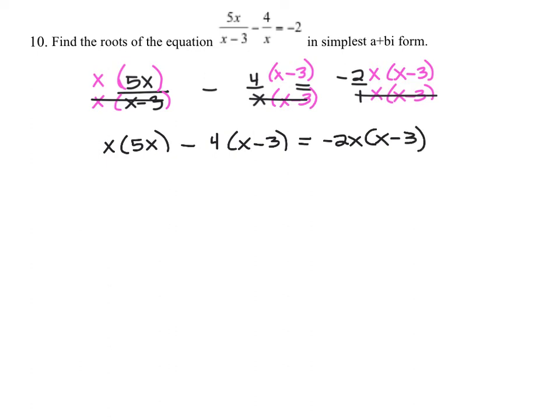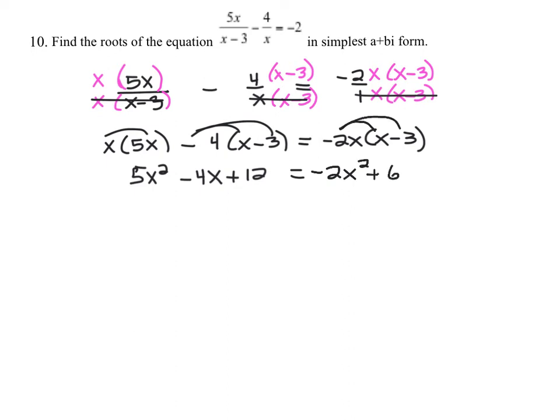All right, so let's distribute. x times 5x is 5x squared. And then when I distribute the -4, I get -4x plus 12, right? Because a negative times a negative is a positive. And then here, I'm going to distribute the -2x inside the parentheses. So -2x times x is -2x squared. And -2x times -3 is positive 6x.